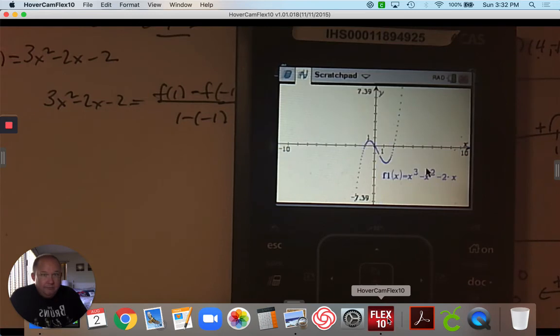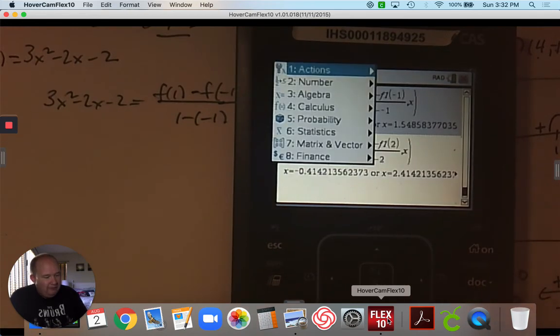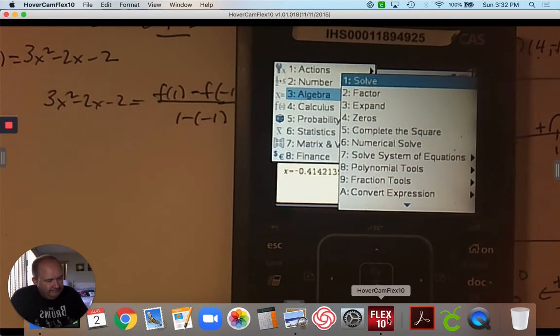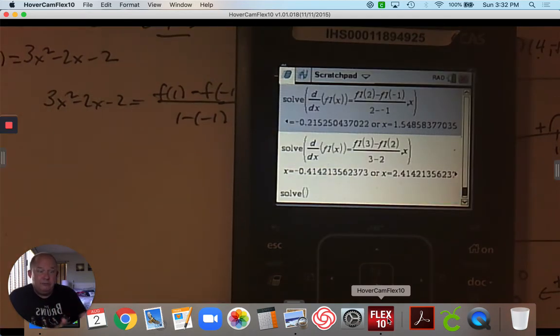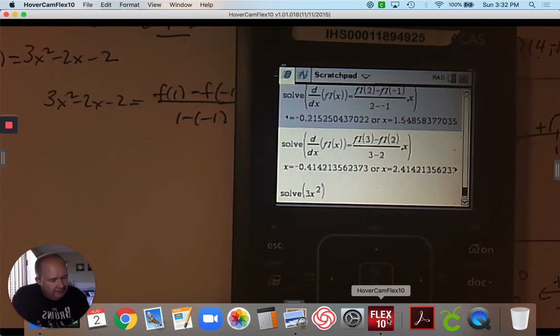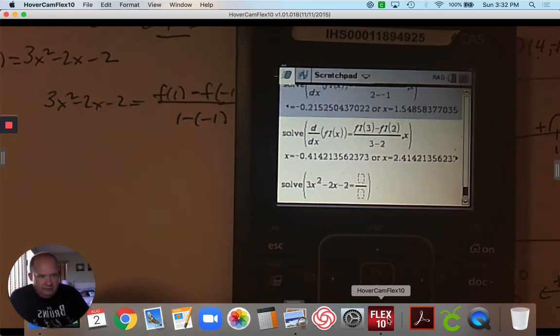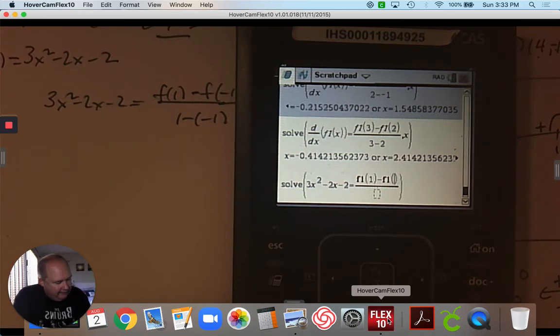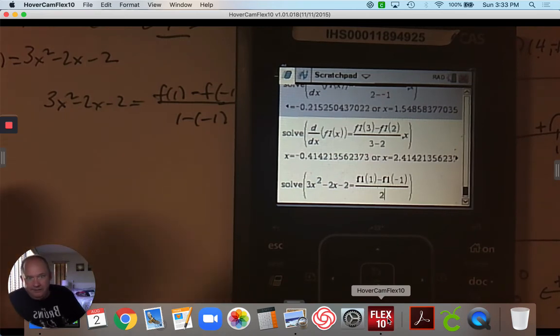Press enter. See, by defining the function, I can then press the toggle button again, and then when I go menu, algebra, solve, because it's already been defined in my calculator, it just makes it easier to type it in right away. So I have 3x squared, subtract 2x, subtract 2 equals, and then I'm going to do control divide to create a divide line. Then I can type in f(1), parentheses, and I'm going to plug 1 in, subtract f(1), parentheses, plug in negative 1, close it, and then in the denominator, I know 1 take away negative 1 is 2, but you could type in 1 take away negative 1, or just 2.